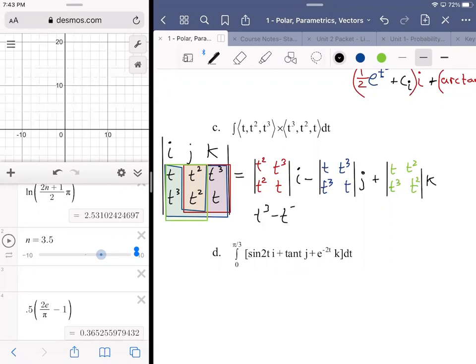So t cubed minus t to the fifth, that's my i, minus t squared minus t to the sixth, that's my j, plus t cubed minus t to the fifth, that's my k.